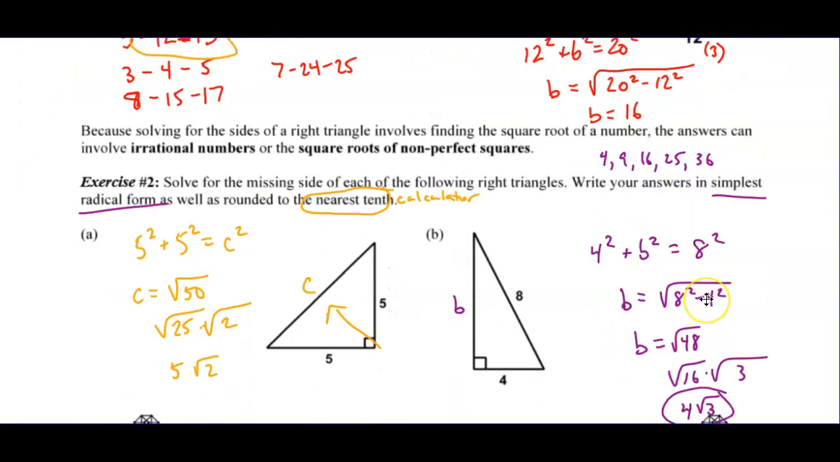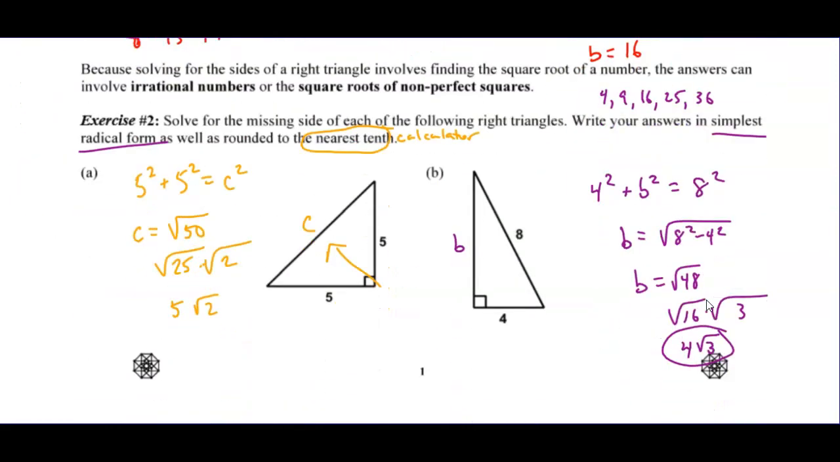All right, so going to the second part of page 1, we're looking for simplest radical form as well as nearest tenth. So looking at the hypotenuse in part A, I have an unlabeled side. I call that C to start with. 5 squared plus 5 squared equals C squared. So that gives me 50 because I'd have 25 plus 25.